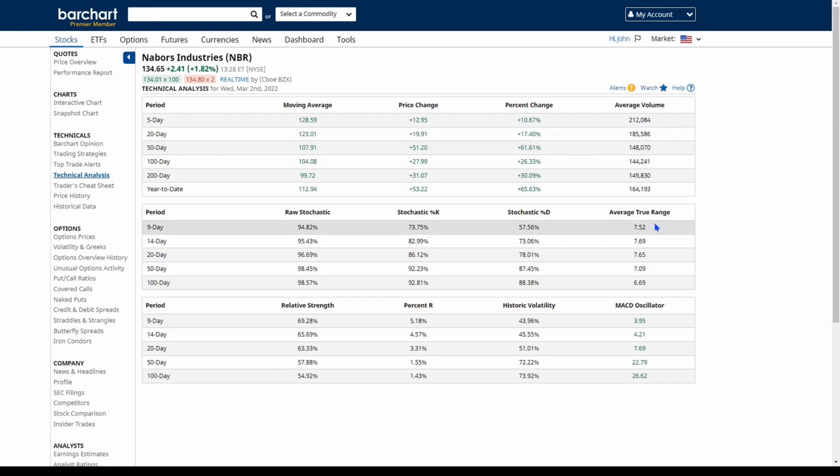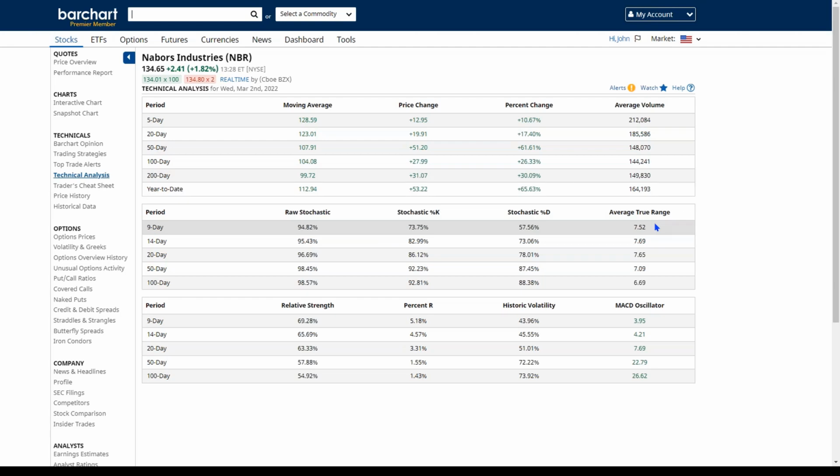Now, what is the average true range? Well, it's a measurement of volatility. It's also a measuring tool for us. It tells us the potential range for this particular stock on any given day. Now, this is not a directional tool. It's just telling us that the range from high to low will be around, in this case, about $7.50. Doesn't mean it's going to move $7.50 in one direction. It just means that the range between high and low is $7.50.